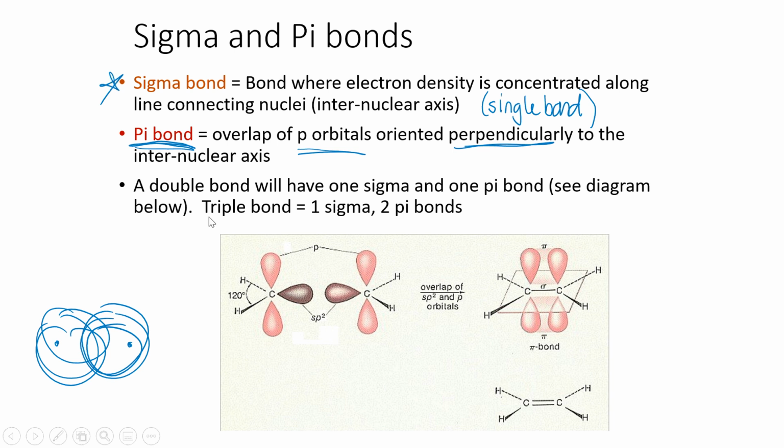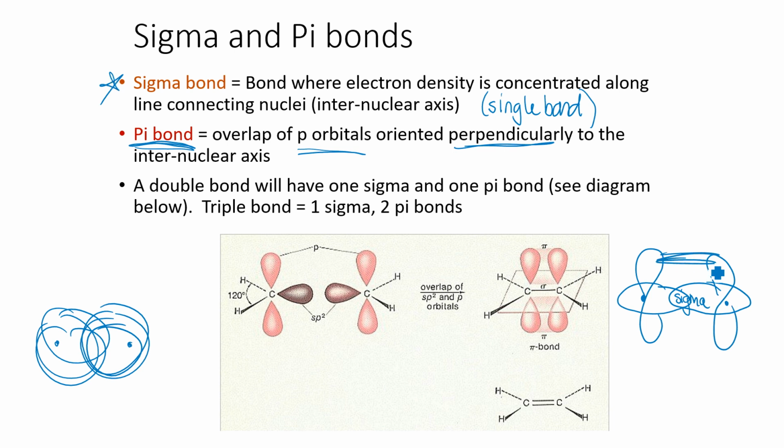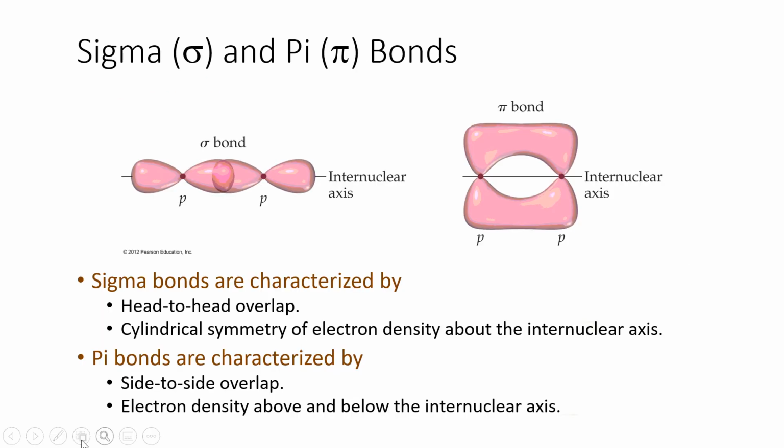If you have a double bond, here are your nuclei right here. They're going to share some electrons along the internuclear axis. This is what we call our sigma bond. And then if they form a double bond, these orbitals up here are going to share electrons along this different axis right here.